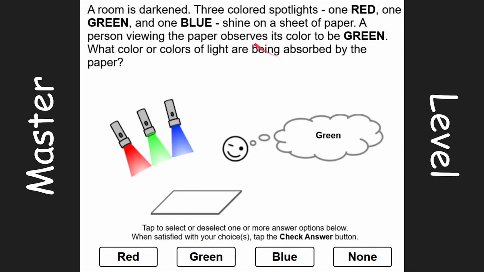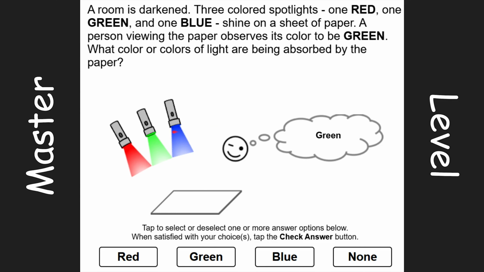So in the master level, again, we have a room that's darkened, meaning the only light is coming from these flashlights. Three colored spotlights, excuse me, these are spotlights. One red, one green, and one blue shine on a piece of paper. It's not always going to be all three. A person viewing the paper observes the color to be green. We can see that here. The person is observing it and thinking, oh, I see green, based on which cones are being triggered.